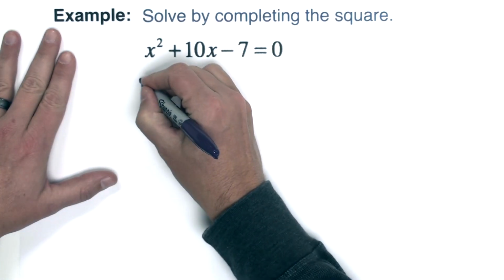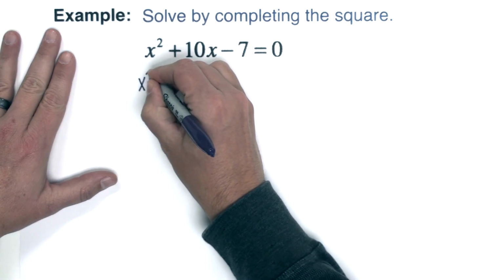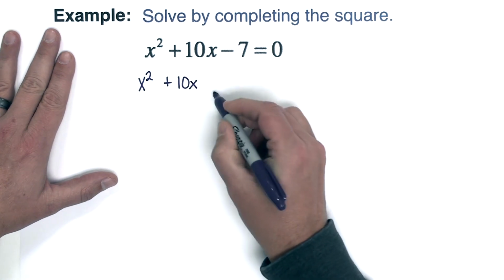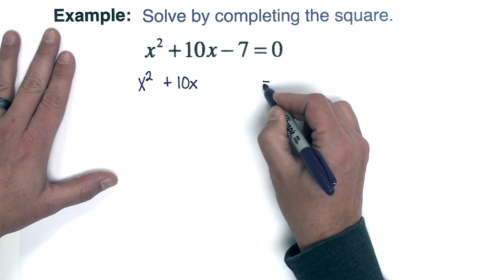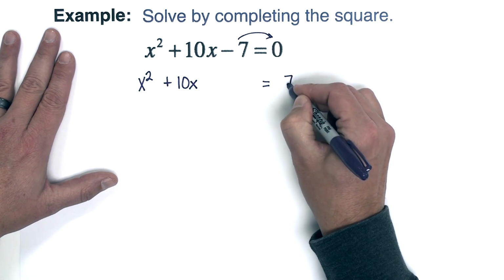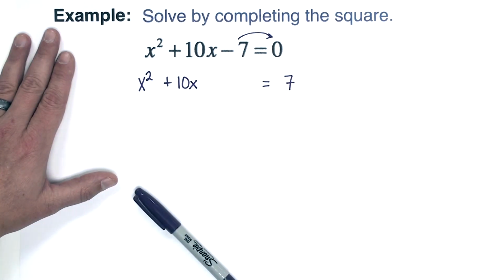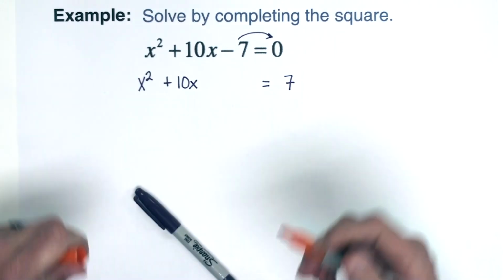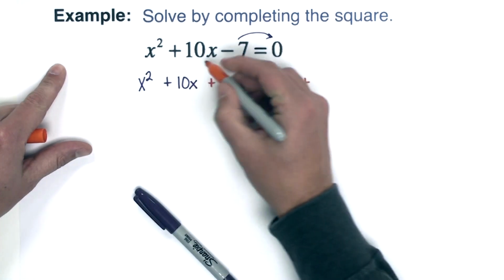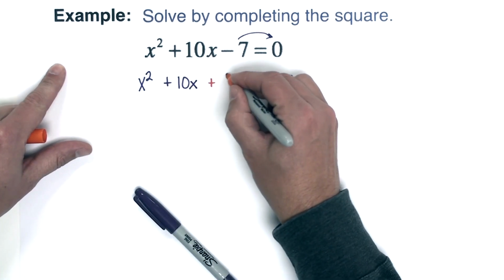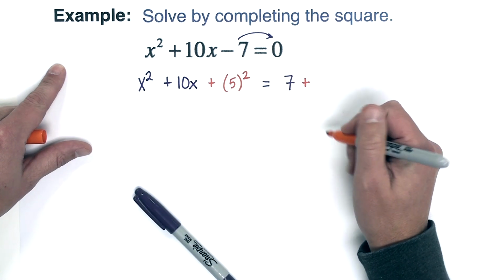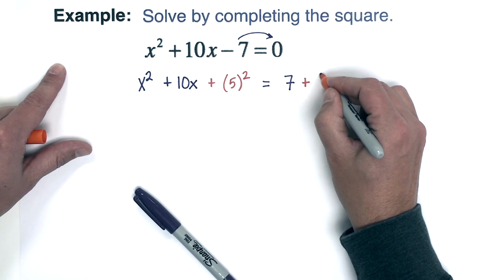After that, I'm going to isolate my x's. So x squared plus 10x, leave some room here, equals, and then the minus 7 is going to go over to the opposite side. So I've got equal to 7. Now I'm going to add to both sides. I'm going to take half of 10, which is 5, and I'm going to square it. I'm going to do the same thing on the other side.